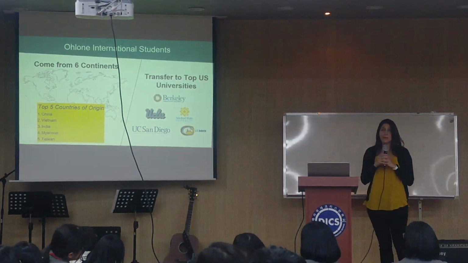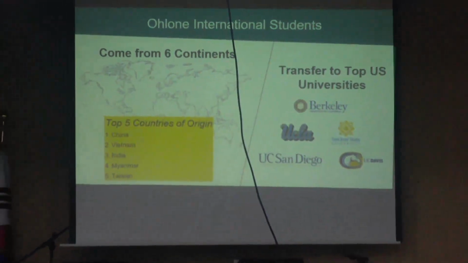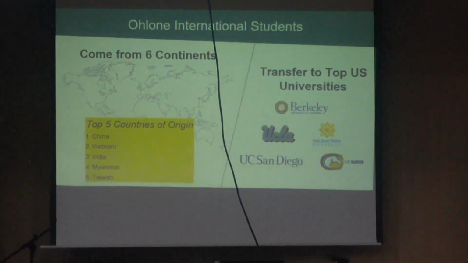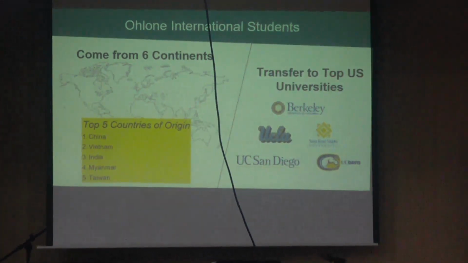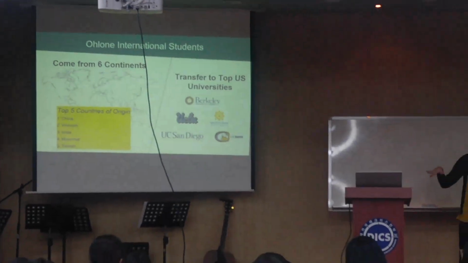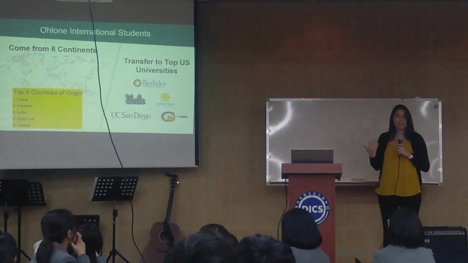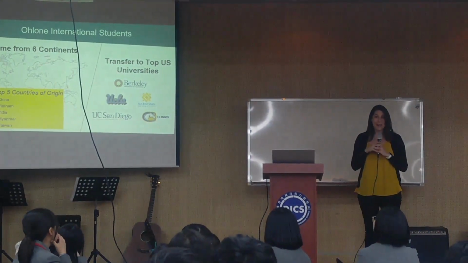So our international students, here are our top 5 countries of origin. This is where our students come from. China, Vietnam, India, Myanmar, Taiwan. Right below that is Korea. So you're not far behind. But we would really like to have more Korean students on our campus, which is why I'm here.